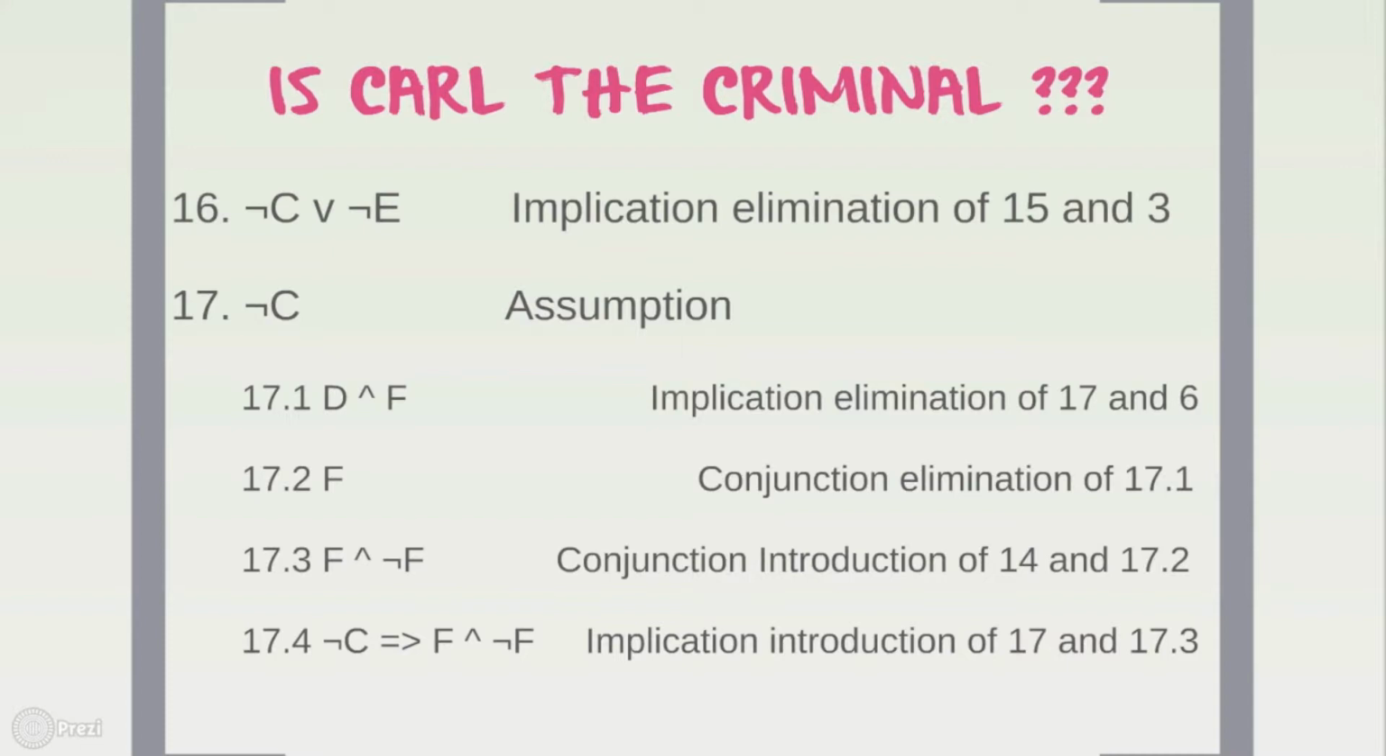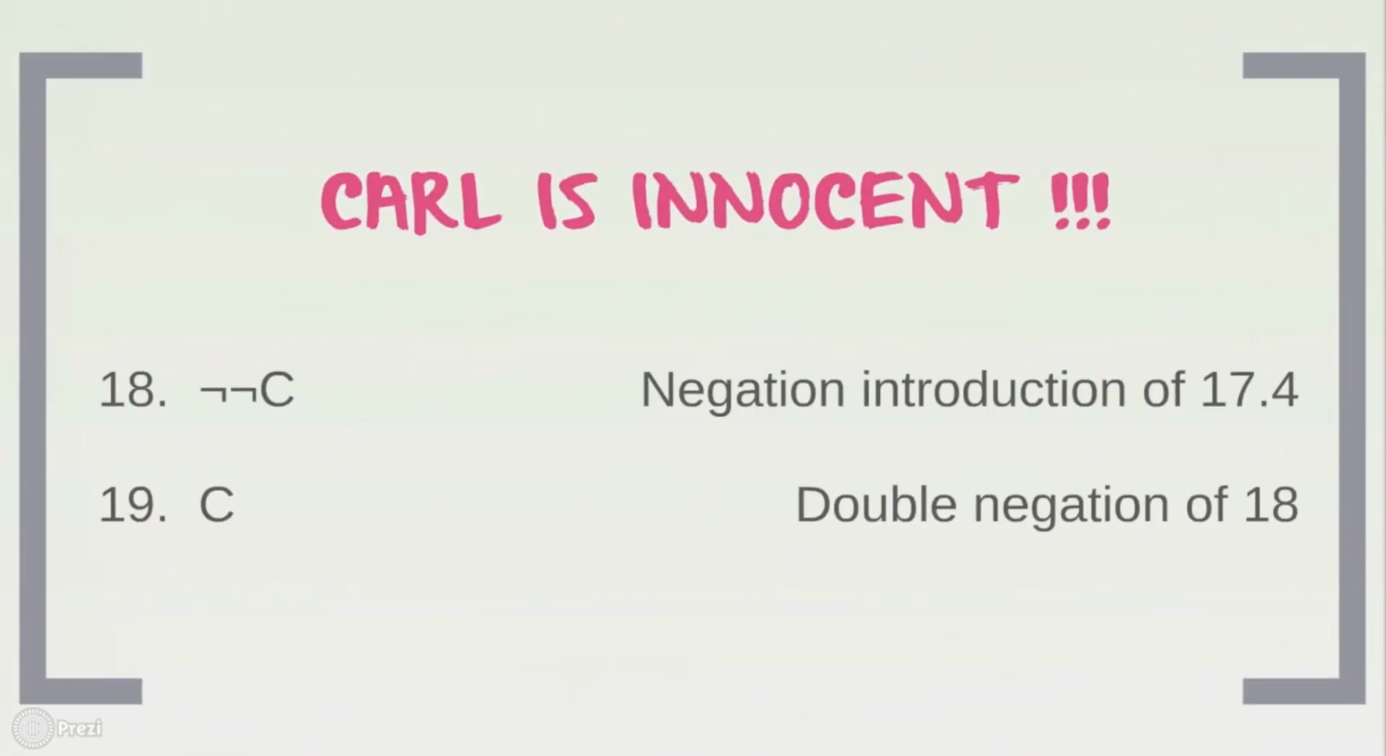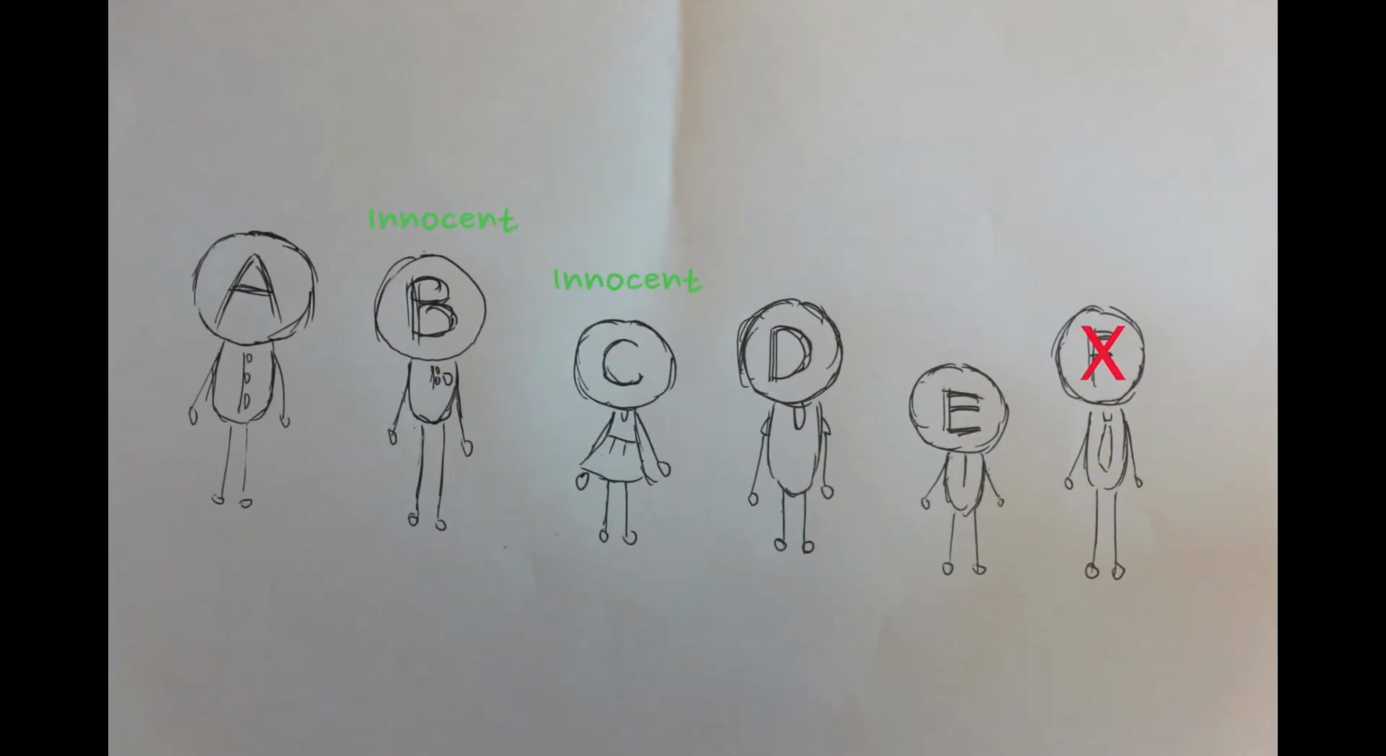Let's assume not C. So together with the premise that not C implies D and F, we can come to D and F. Then from D and F, we deduce F. Since we know from previous fact not F, we have F and not F. Using this and our previous assumption not C, we are able to deduce not C implies F and not F. Therefore, our assumption not C presents a contradiction of F and not F. Hence, we can conclude that the assumption was wrong, and we have C, meaning Carl is innocent.